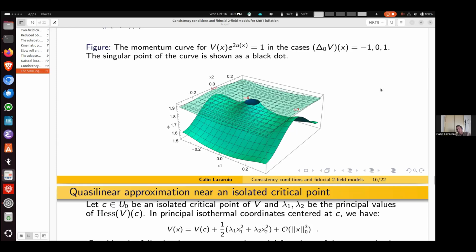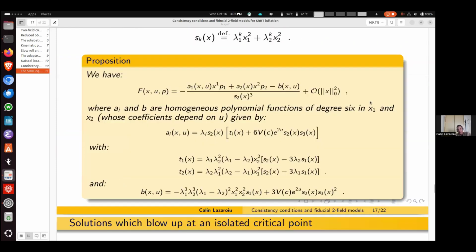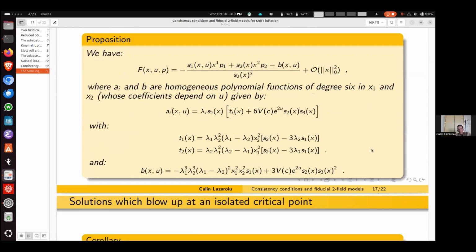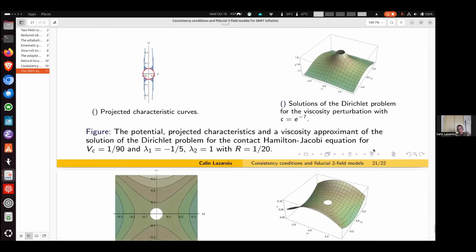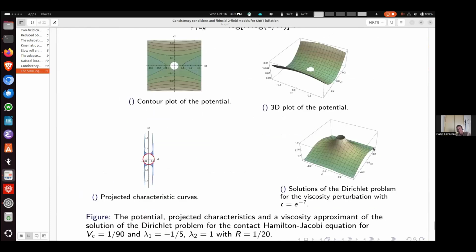A viscosity solution is a generalized solution, which is differentiable only outside of a measure 0 subset, so you can develop shocks, okay? And you can prove many more things. This is only a fraction of what we have in our preprint, but I'm going to jump over it. You can consider various approximations. I'm going to jump to the very end and show you some graphs of viscosity approximants of these solutions.